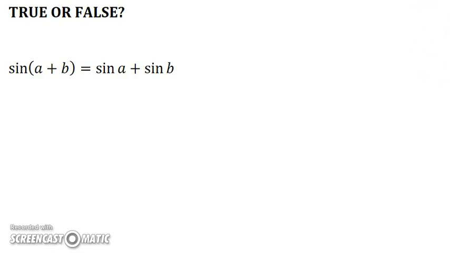We want to start this video by asking you a question, and we want you to try to decide whether you think the statement is true or false. Do you think it's true that the sine of a sum of two inputs or two angles, like A and B, is equal to the sine of the first angle or input plus the sine of the second angle or input? Do you think that's always true?